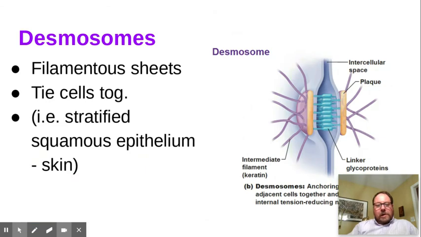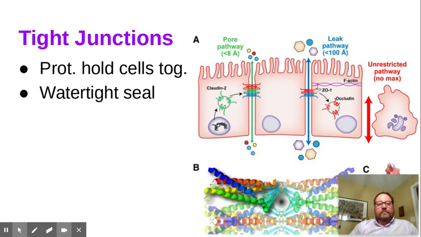Okay. Let's see, desmosomes. Desmosomes are these sheets of protein that connect neighboring cells. So again, by helping hold these neighboring cells together, it can help fight against shearing forces. Your skin is referred to as a stratified squamous epithelial tissue, and what the desmosomes do is help hold that tissue together.